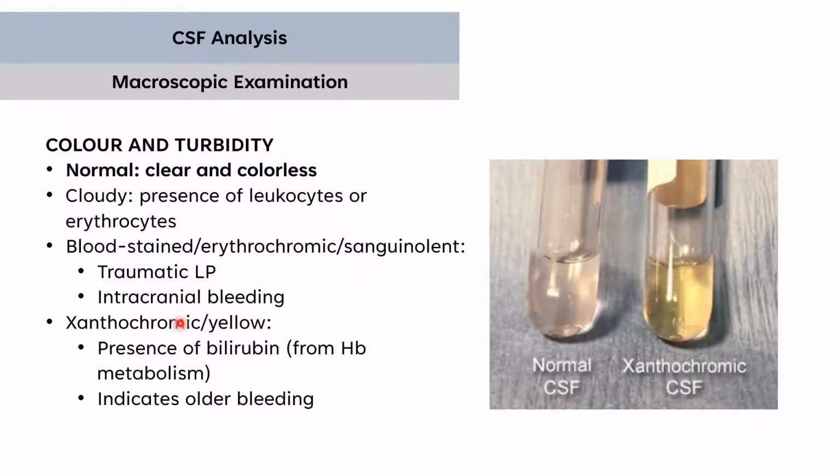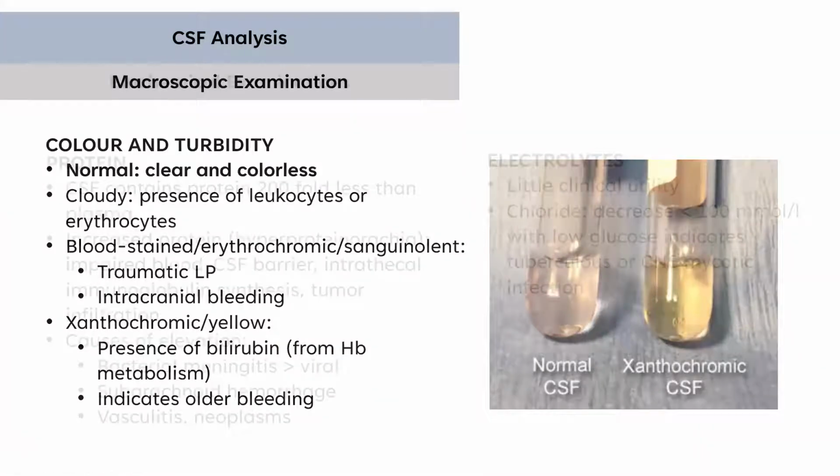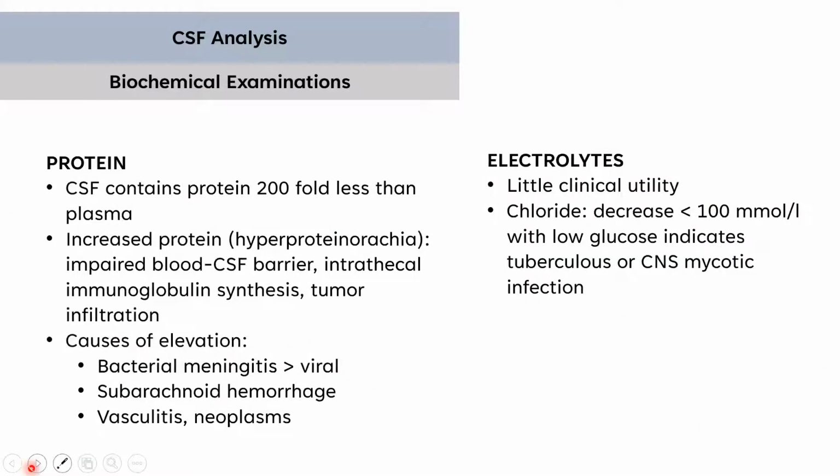If it's xanthochronic or yellowish, like in this picture, then maybe that indicates either the presence of bilirubin or maybe old bleeding inside the nervous system. So that's macroscopic examination. You can only evaluate the color and the turbidity. With biochemical examinations, there are more options that you can explore. First of all, we can measure the protein.